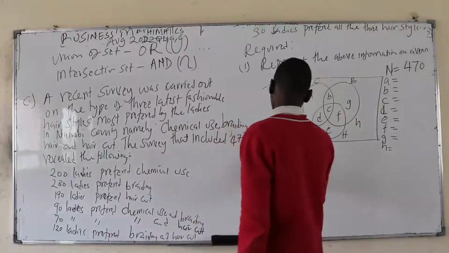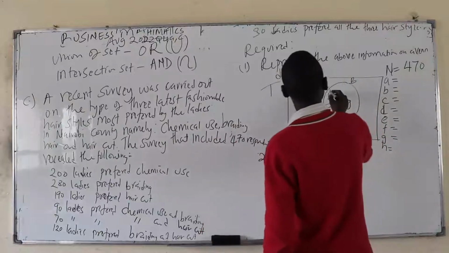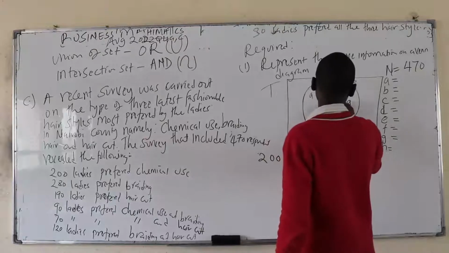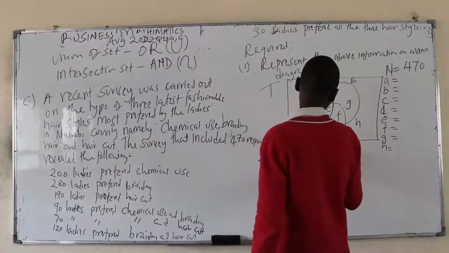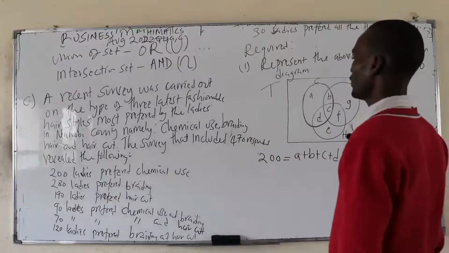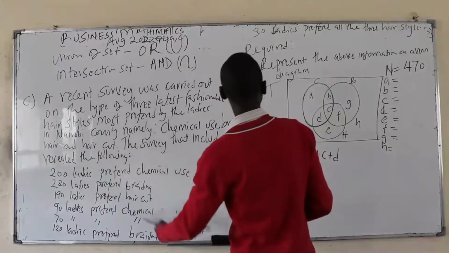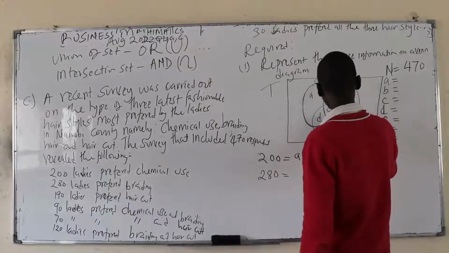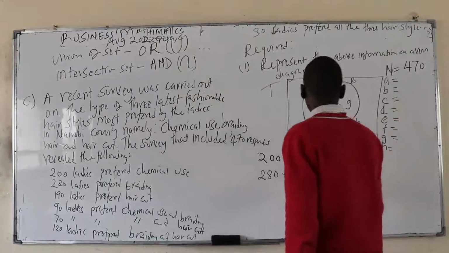What were you required to do? Roman one: represent the above information on a Venn diagram. So how many brands do we have? We have three, so we have three sets. These brands are the subsets we have, okay?